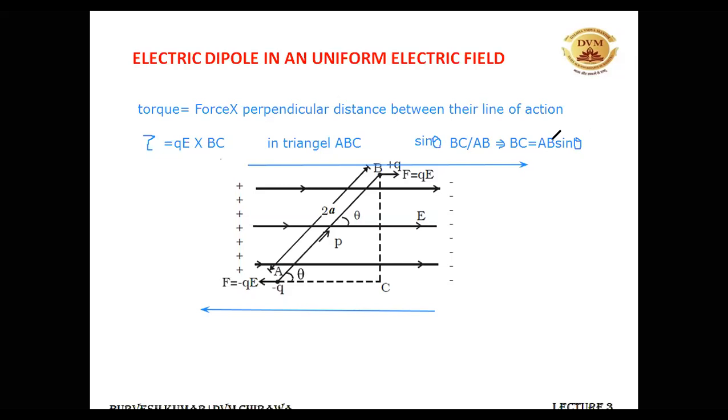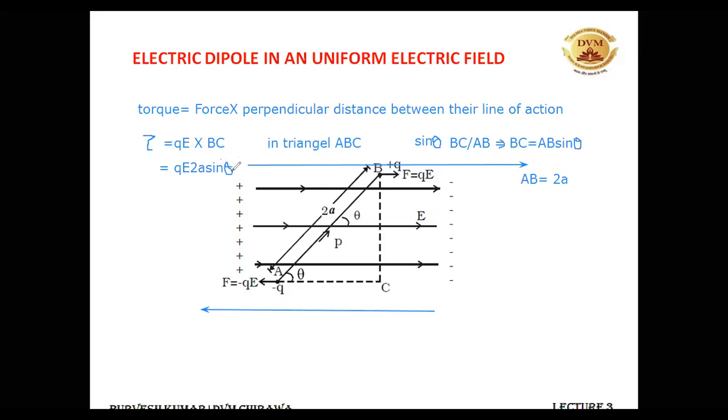The value of AB we know: it is equal to 2A, that's the length of the dipole. We can easily put this in, and now my torque tau becomes QE, it becomes Q into E into 2A sine theta, because in place of BC, I can write 2A sine theta.